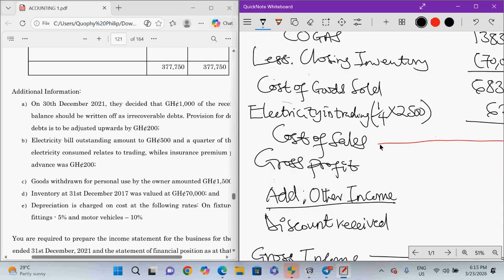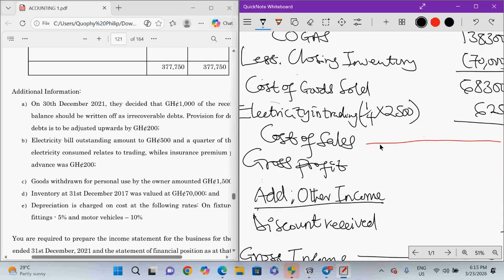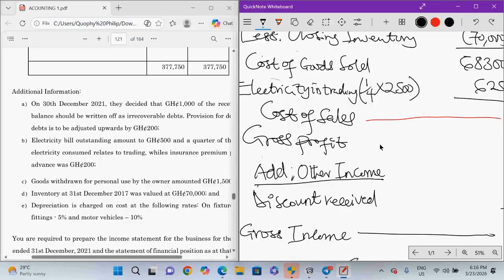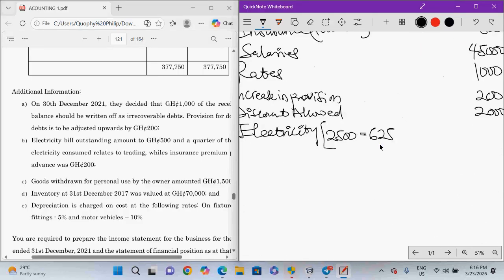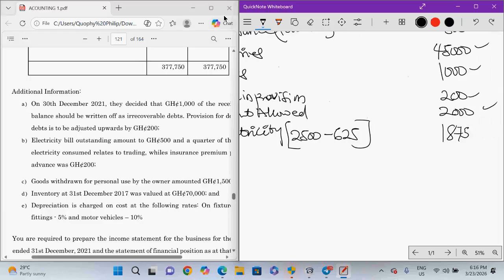Okay, so we are deducting the cost part. It's actually 2,500. We have already used 625. So the remaining is how much? 1,875. Okay.